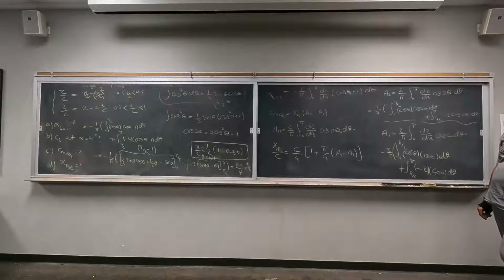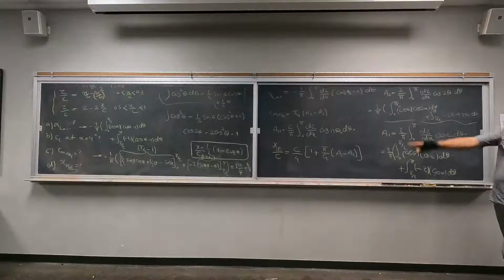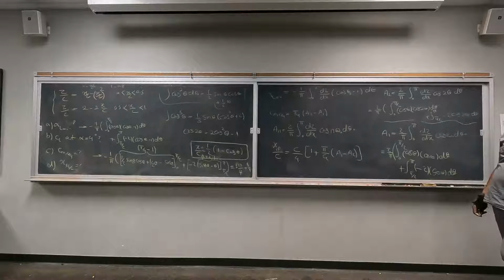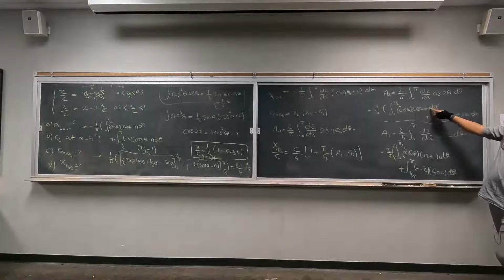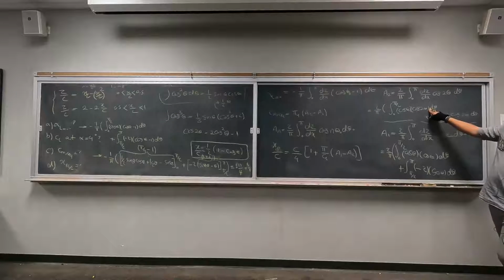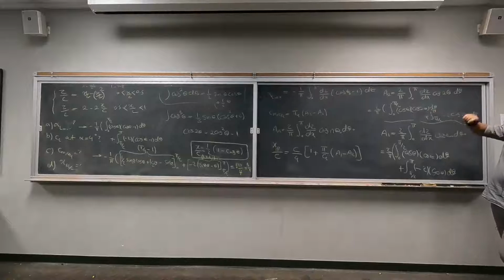Isn't there some trig relation with cosine of 2 theta? Oh, wait. Yeah, there it is. So you can plug that in, right? Cosine of theta multiplied by 2 cosine squared minus 1, which means that you're going to end up with the integral of 2 cosine cubed of theta minus cosine of theta, right?